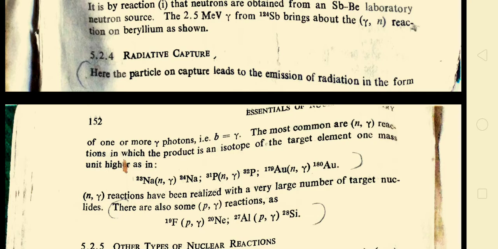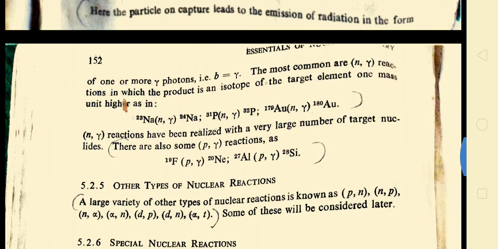Here the example, sodium 23 to sodium 24, sodium (n, gamma). Usually this type of reaction is also known as n-gamma reactions. N-gamma means the neutron is the projectile and gamma photons are the ejectiles. And in addition to the n-gamma reaction, there are p-gamma reactions also. P-gamma reaction means the reaction induced by a proton projectile. Here protons are the projectile. Here are some examples.